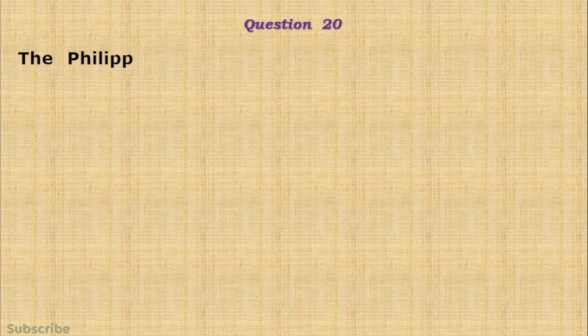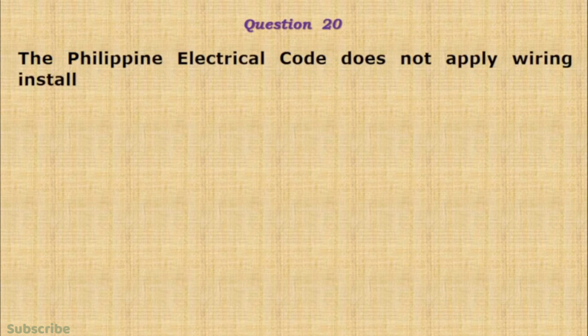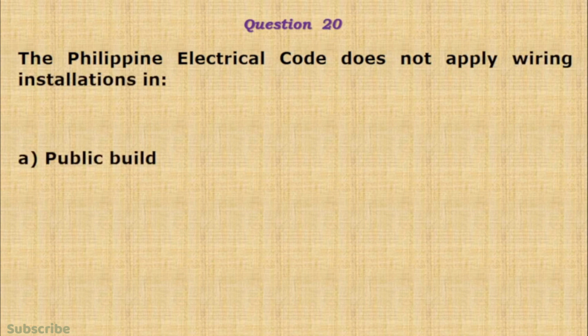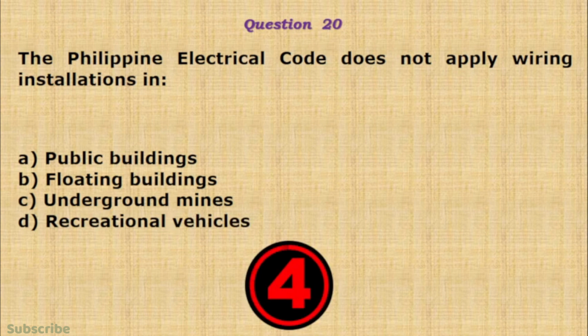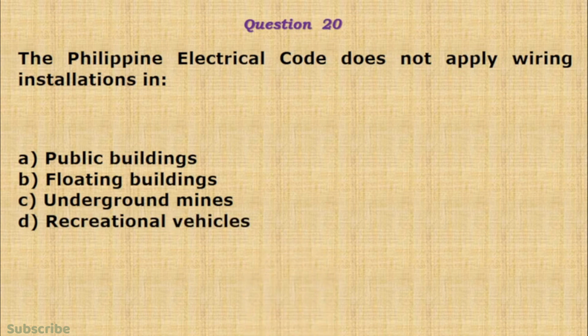Question number 20. The Philippine Electrical Code does not apply to wiring installations in A. Public buildings, B. Floating buildings, C. Underground mines, D. Recreational vehicles. The correct answer is letter D. Recreational vehicles.